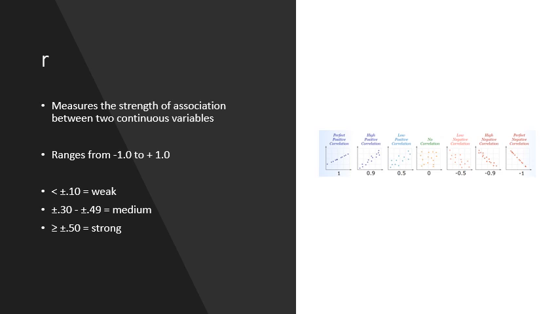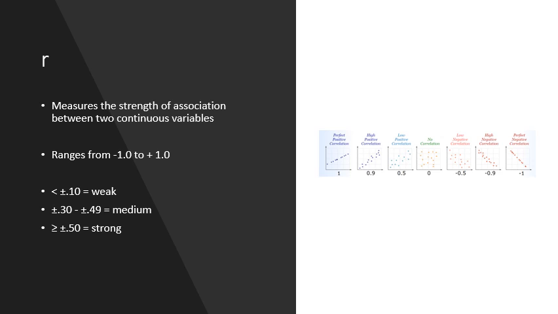Anything between a 0.30 to a 0.49, positive or negative, is considered a medium correlation, and anything greater than a positive or negative 0.50 is considered a strong correlation, with the understanding that these values range from -1 to 1, and they can't get any higher or lower. If you have a value any higher than -1 or +1, then you did something wrong in your math.